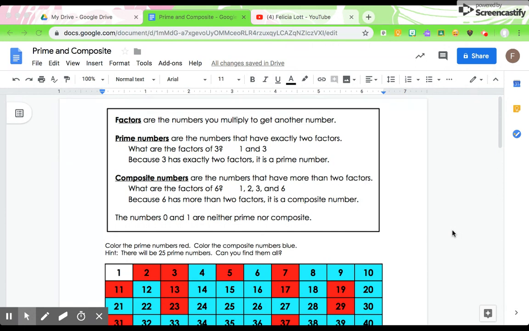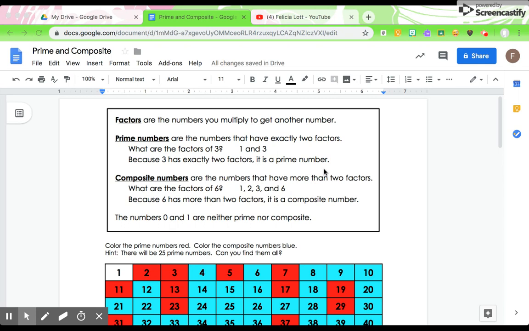Now, just as a reminder, prime numbers are the numbers that have exactly two factors. So, for example, right over here, what are the factors of 3? They're only 1 and 3. So notice the only factors are 1 and 3. So if you look at the number 3 and you're thinking, what multiplication facts create the number 3? 1 times 3 are the only multiplication facts that create that number. Because 3 has exactly two factors, it is called a prime number.